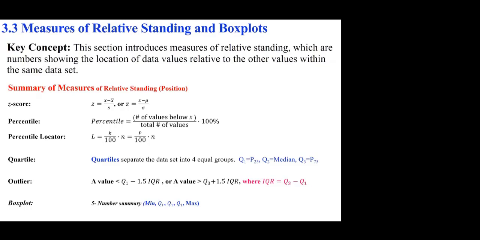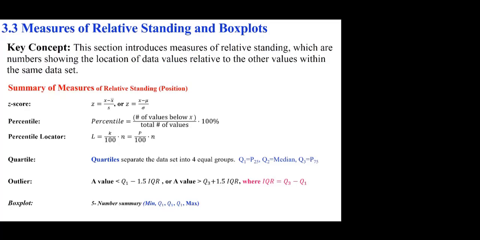Percentile is calculated as the number of values below a specific number divided by the total number of values. The 100% just changes it to a percentage. Percentile locator, notice we use L. In some cases, I've seen that they use C. N is the sample size, but notice k over 100 or p over 100. A percentile, in many texts, they use P. In some cases, they use K. So again, I want to make sure that you're familiar with various notations.